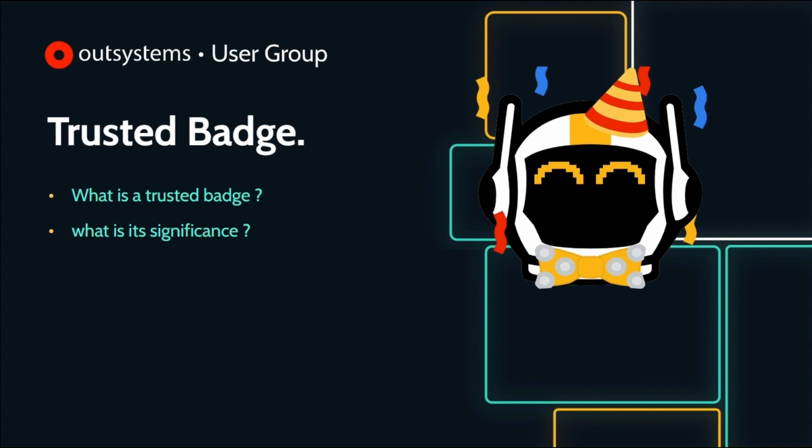Achieving a trusted badge not only enhances the asset's credibility, but also contributes to a curated environment within the Forge, making it easier for developers to identify and integrate high-quality components into their project. More details on the trusted badge will be added into post event detail. If you can meet the OutSystems criteria, you can also request a trusted badge for your application.